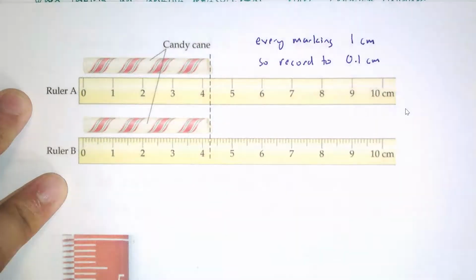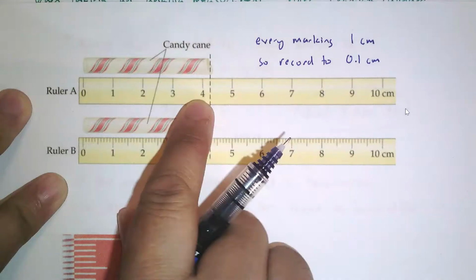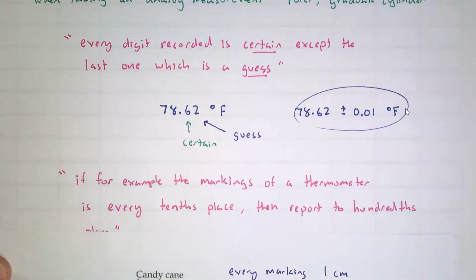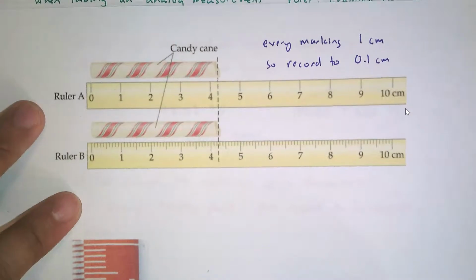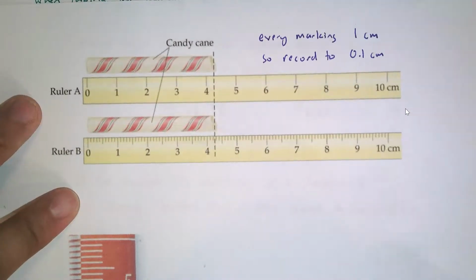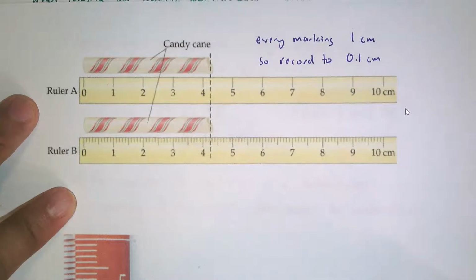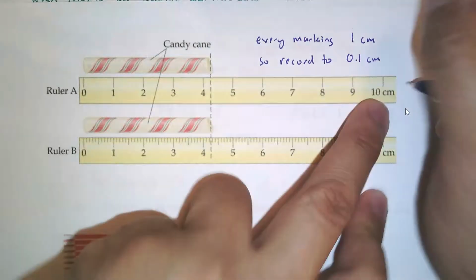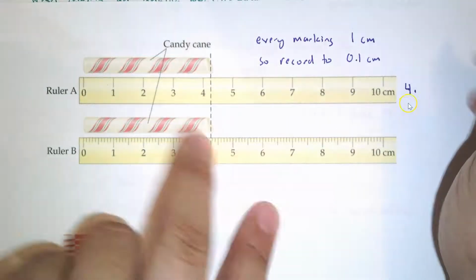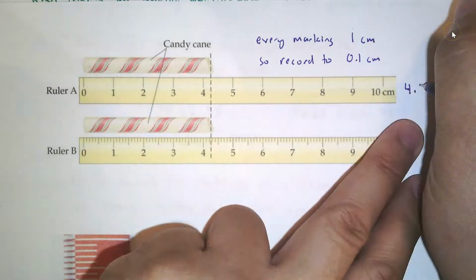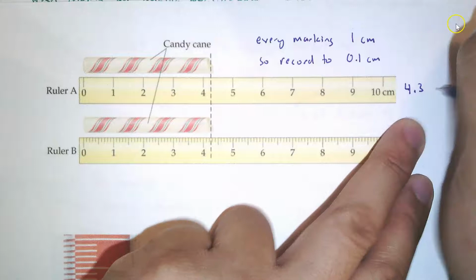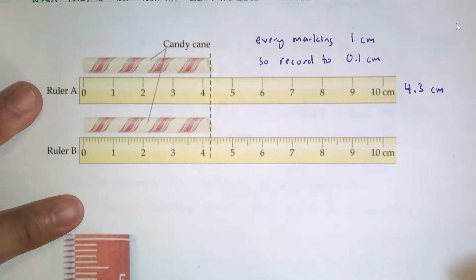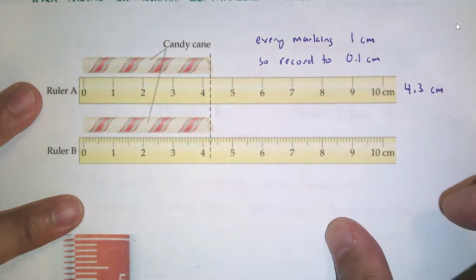I think we all can agree that it's certain that this is at least 4, right? And that's the last certain digit that we know, because the markings are every centimeter. Get a number in your mind, and I'm going to say, based on this ruler, this candy cane is 4.3 centimeters. It wouldn't surprise me if some people said 4.2, 4.4.